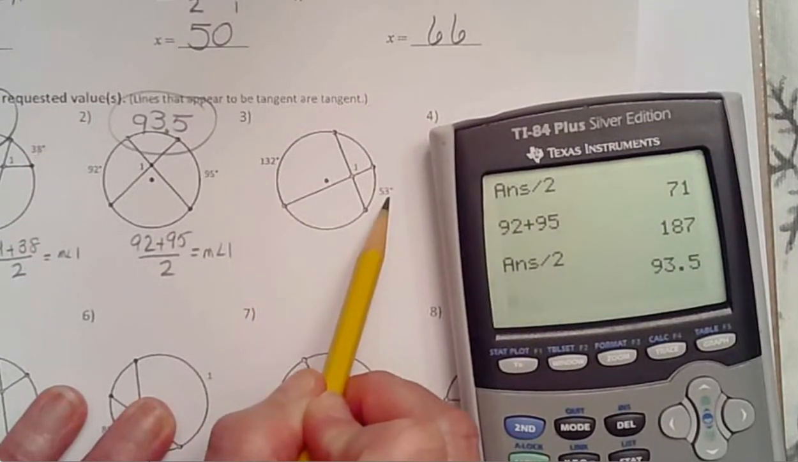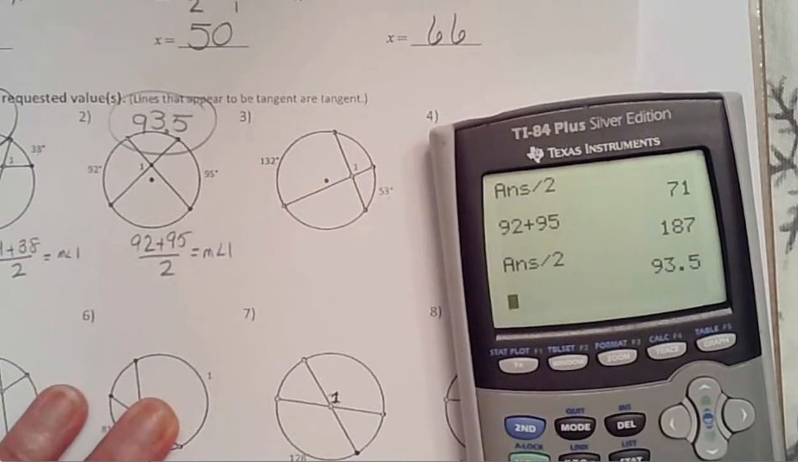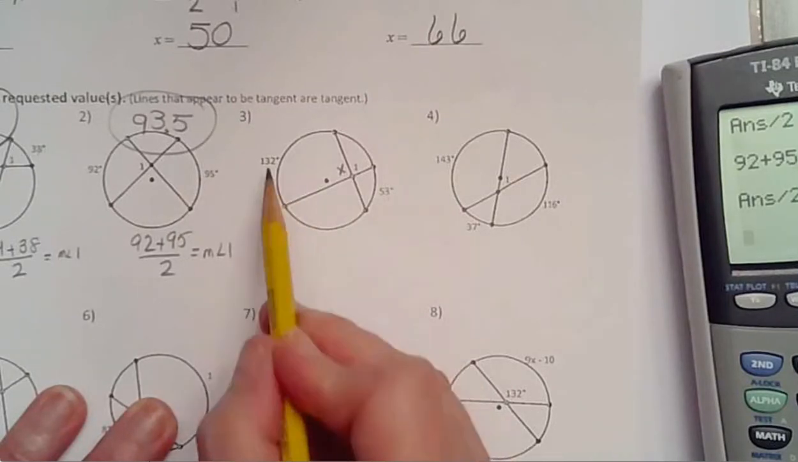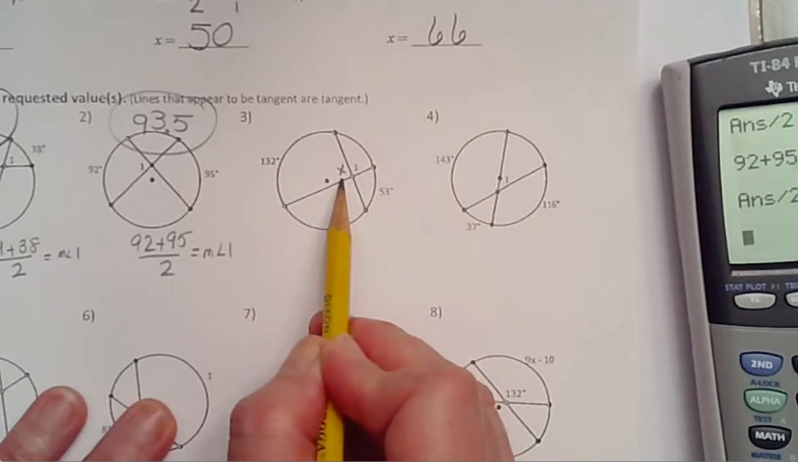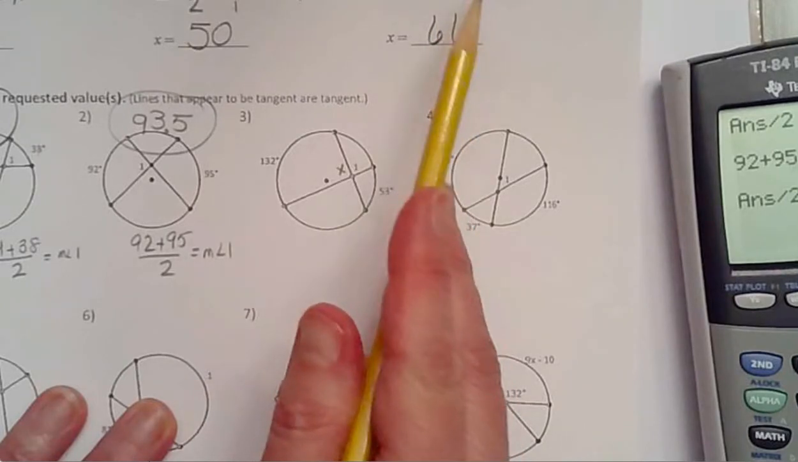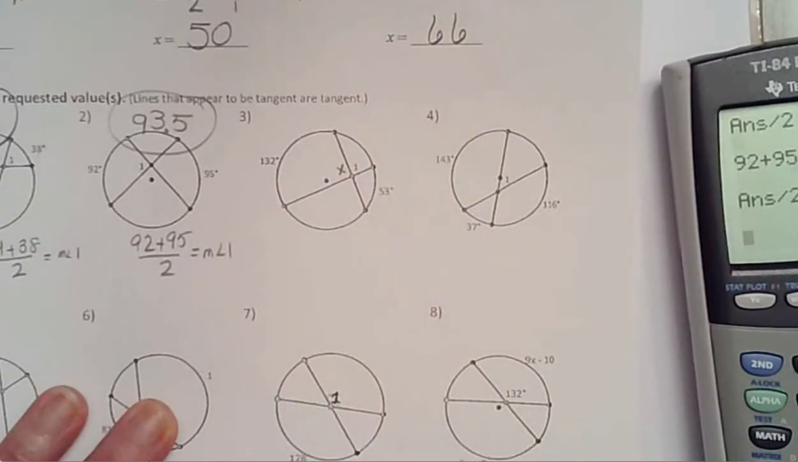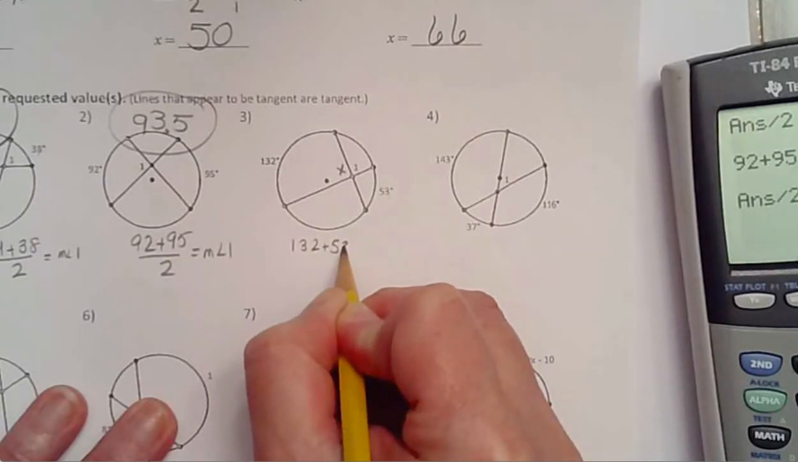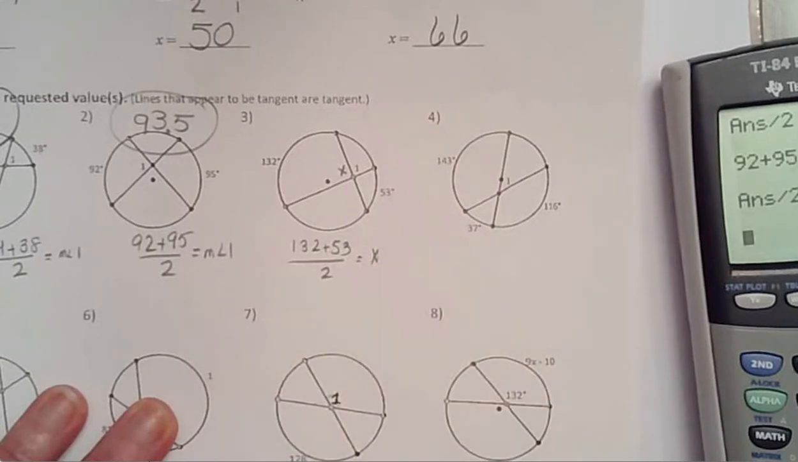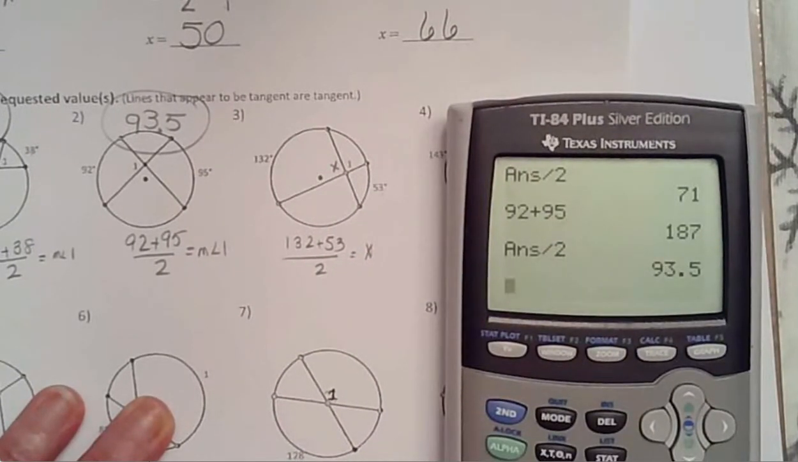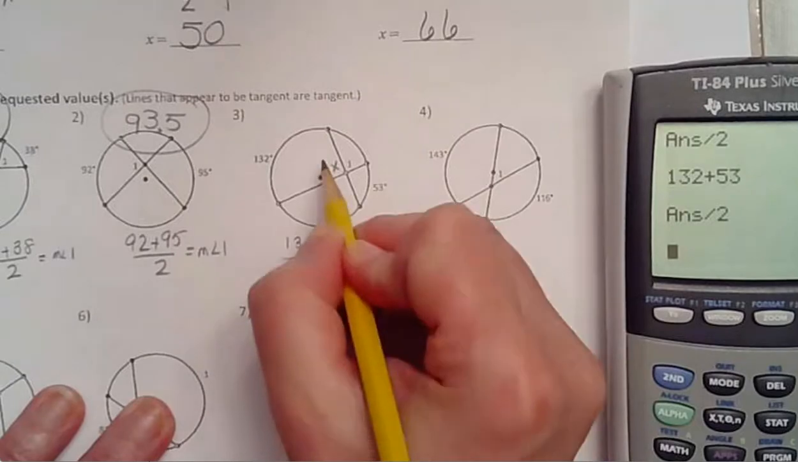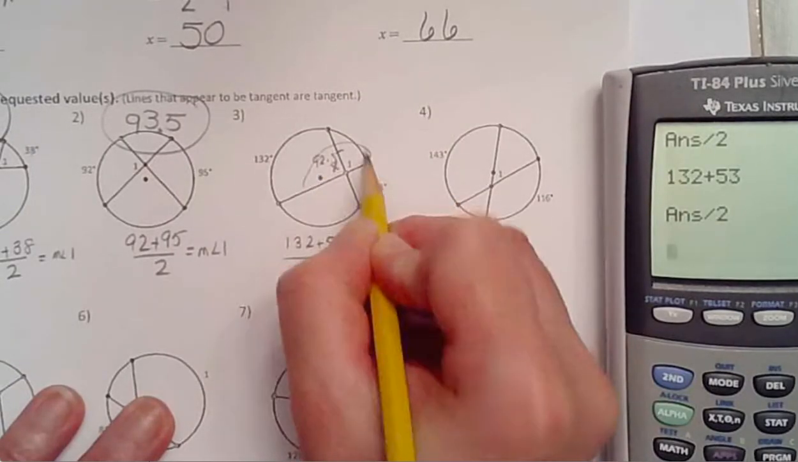Number 3. Arc plus arc divided by 2 is not equal to 1, so I'm going to put x here. Arc plus arc divided by 2 is going to give me this. And then I'm going to do what I did up here when I found that 66. So let's do one step at a time. I have 132 plus 53 divided by 2, and that's going to give me x. Let's check it out. 132 plus, nope. Okay, 92.5. So x is 92.5, but I want 1.